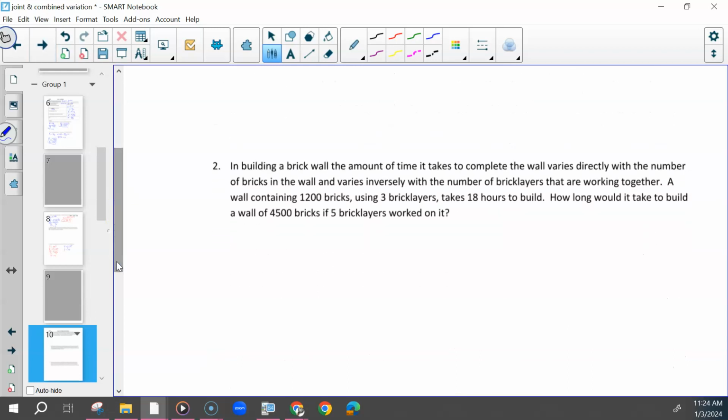So let's read through it first. In building a brick wall, the amount of time it takes to complete the wall varies directly with the number of bricks in the wall and varies inversely with the number of bricklayers that are working together. A wall contains 1,200 bricks using 3 bricklayers. Takes 18 hours to build. How long would it take to build a wall of 4,500 bricks if 5 bricklayers worked on it?